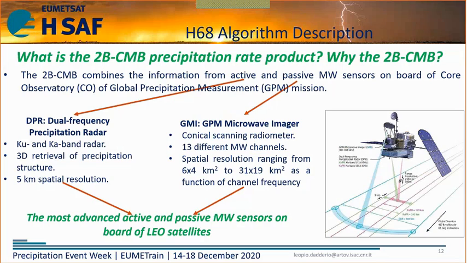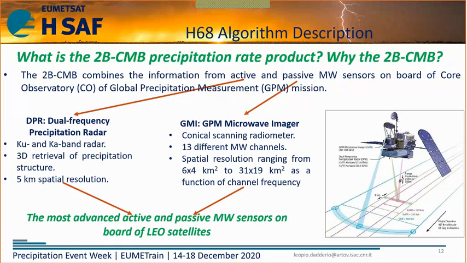But what is the to-be combined precipitation rate product, and why did we choose this product as a reference? So the to-be combined precipitation rate product, as the name suggests, combines the information from active and passive microwave sensors on board of the core observatory of the GPM Global Precipitation Measurement mission.